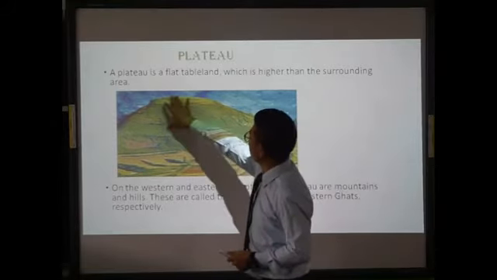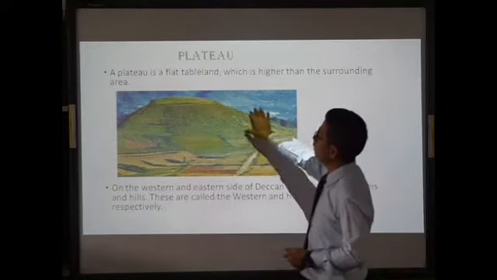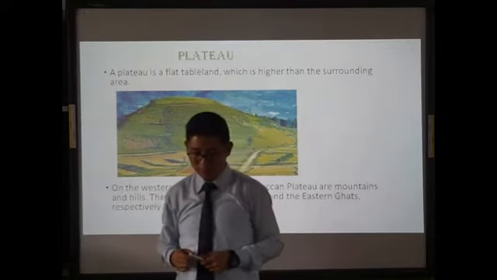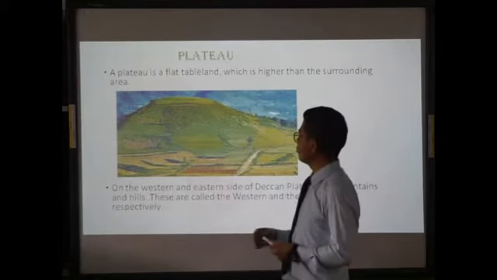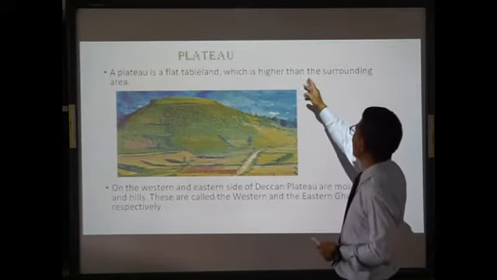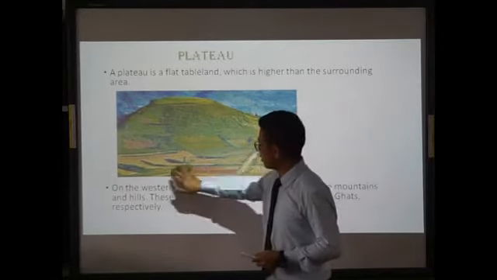So this place is called a plateau. This is a flat table land. People also grow their crops and plantations here. They plant coffee and tea. So this can be done in plateaus. A plateau is a flat table land which is higher than the surrounding area. This is the surrounding area, and above this there is a flat table land area which is called a plateau.